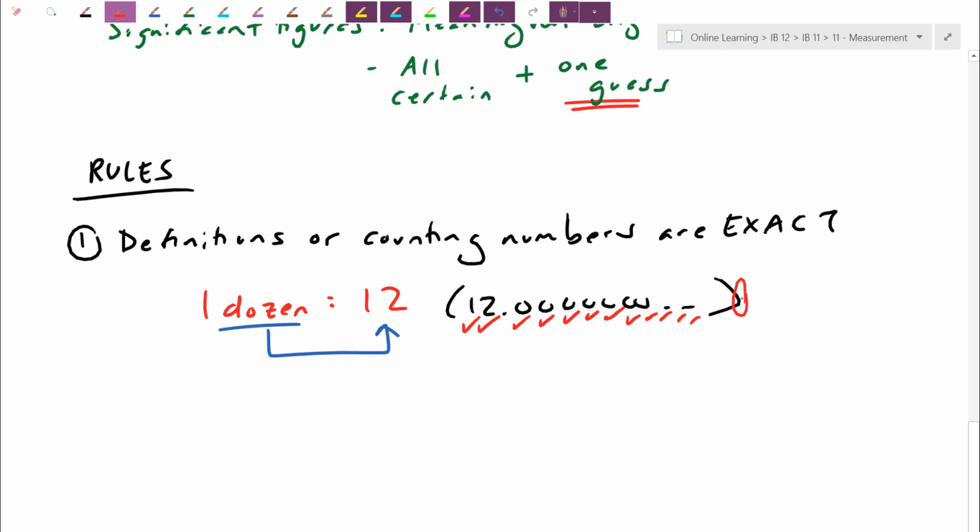So this is why a number that's exact can be referred to as something that has infinite Sig Figs. It has infinite precision, so you don't need to worry about rounding. You don't need to worry about estimating or guessing.